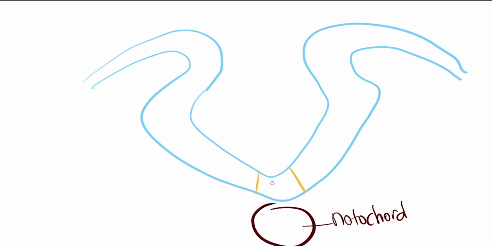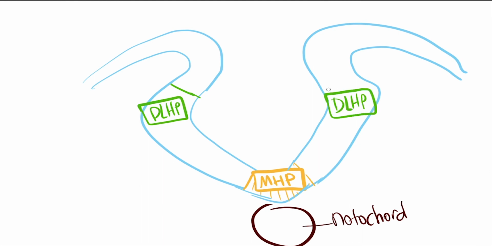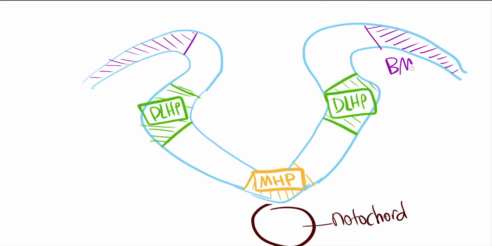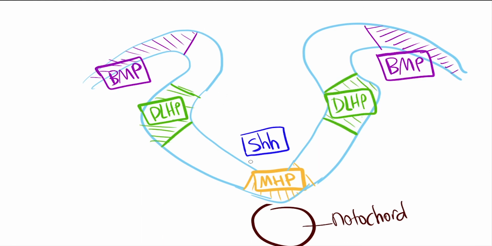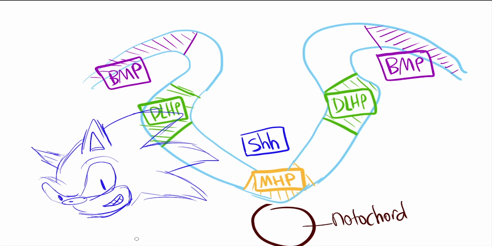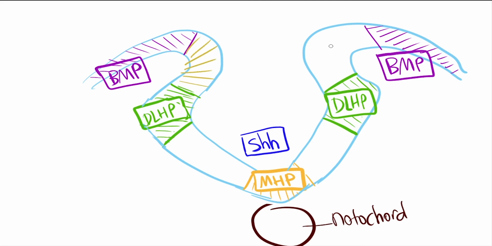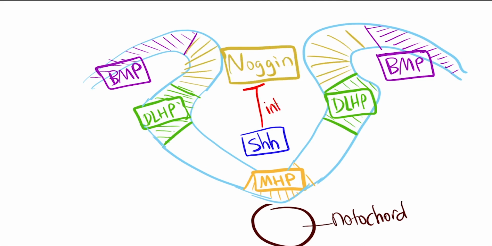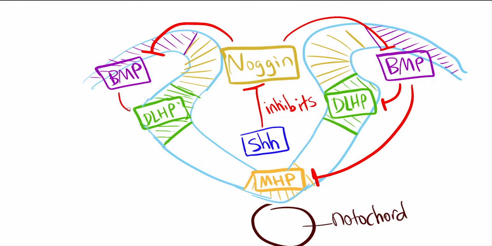First, a very creatively named gene called the sonic hedgehog gene is expressed ventrally in the nodal cord. The sonic hedgehog gene also acts as an inhibitor for the noggin gene, which is expressed in the dorsal neural plate. The noggin is a BMP inhibitor, which inhibits BMP. And BMP, in turn, inhibits both the formation of the DLHP and MHP. All of these morphogens are kept at a perfect balance in order for neurulation to take place properly.